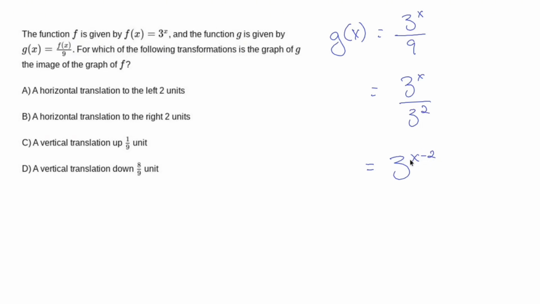Now, with x, we are subtracting 2. This is a horizontal translation, which means you move left or right. Since this is minus 2, the devil's going to tell you to move left 2, but remember, when things are coupled with x, it's the opposite of what it appears. So this guy is actually going to be right 2. So this is going to be a horizontal translation to the right 2 units.